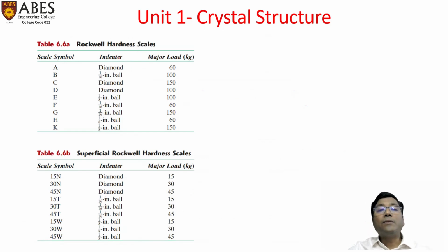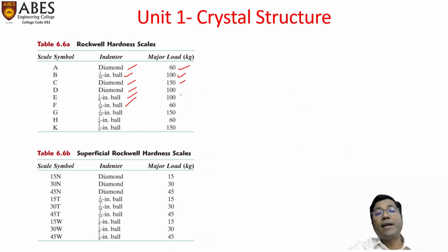Coming to the Rockwell hardness scale that we have seen in the last slide, here also it can be tabulated with scale symbols A, B, C, D, E, F, G, H, K. The indenter may be a diamond or a 1/16 inch spherical ball, or 1/8 inch balls, and these are the values of the indenter ball. The variation in major load would be 60, 100, or 150. Only three categories are there.